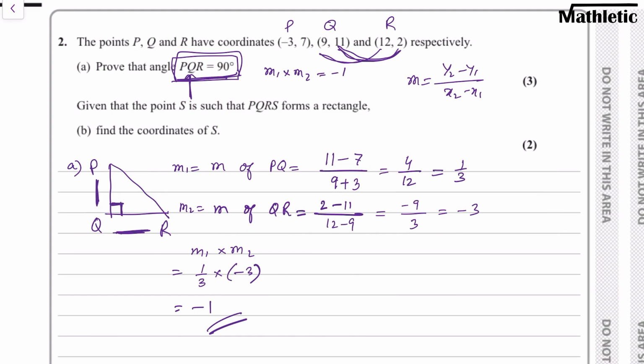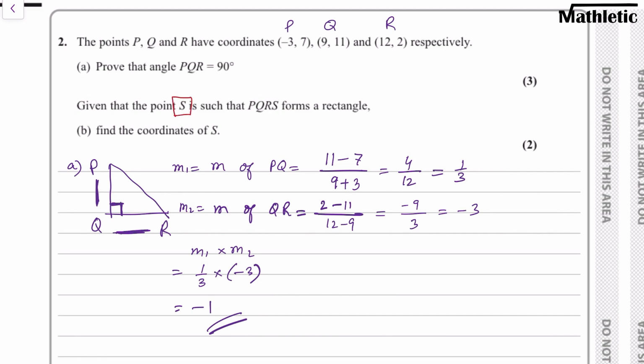You can even use the formula for Pythagoras. For that you need to calculate the distance of all the three sides. I used the concept of gradient. Next, for part B. For part B, we have a fourth point S, and it is mentioned that PQRS is actually a rectangle, and you need to calculate the coordinates of S.